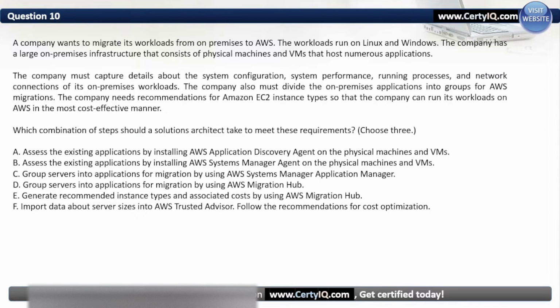The correct options are A, D, and E. That is, assess the existing applications by installing the AWS Application Discovery Agent on the physical machines and virtual machines. Group servers into applications for migration by using AWS Migration Hub, and generate recommended instance types and associated costs by using AWS Migration Hub.